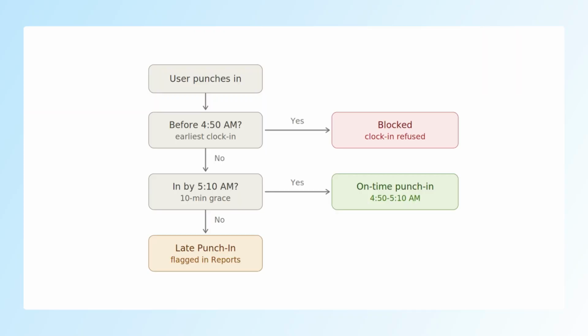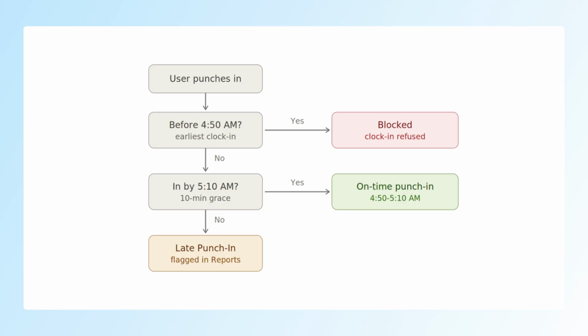Early punch-in controls how early a user can clock in. With a 10-minute buffer, the user can punch in from 4:50 a.m. onwards, but not a moment before. Any attempt to punch in earlier than 4:50 a.m. is blocked outright.